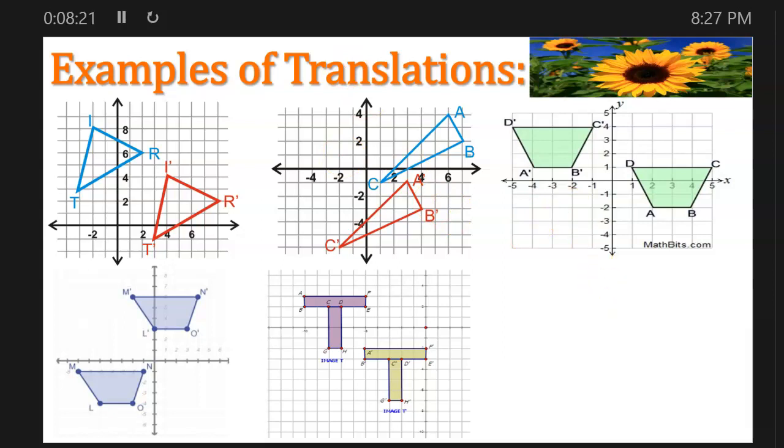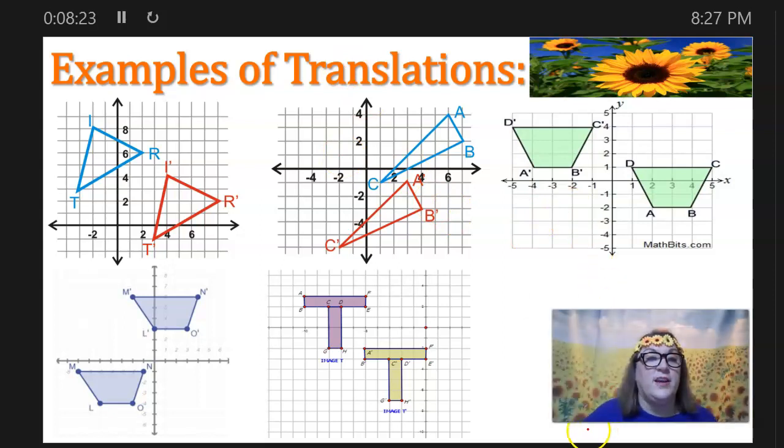Okay, so here's some more examples of translations. First of all, we have triangle IRT and then I prime, R prime, and T prime. It looks like this one just translated to the right a little bit and then it translated down. But notice the I and the R in the triangles are still in the same orientation. They're still on the top and on the right here, and on the top and on the right here, and the T is on the bottom of both triangles. So the orientation did not change. It did not turn, it did not flip around, it just slid to the right and then slid down.